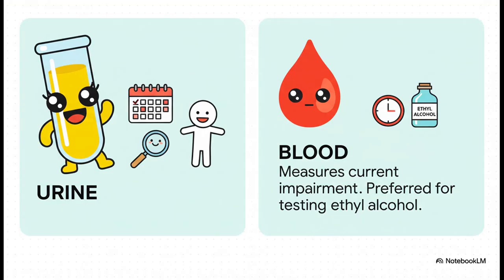So why urine instead of blood? Let's break it down. First, it's non-invasive, it's easy to collect. Simple enough. Second, drugs and their byproducts, their metabolites, are often way more concentrated in urine, which just makes them easier to find. But here's the biggest advantage: the longer detection window. Blood shows you what's in the system right now, current impairment. Urine, on the other hand, can show you drug use from days, sometimes even weeks ago. The one big exception is alcohol. For that, blood is still the gold standard for measuring current intoxication.